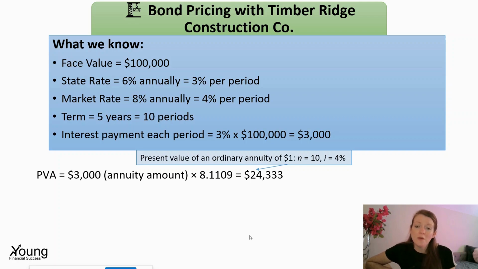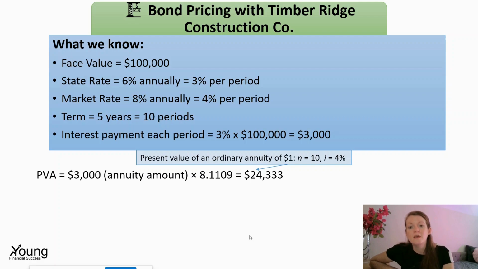That gives us 8.1109. So that gives us a present value of $24,333. So all 10 of our payments, which would equal $30,000, the present value of those, considering that the investors could get 2% more a year somewhere else, the present value of ours are only $24,333.